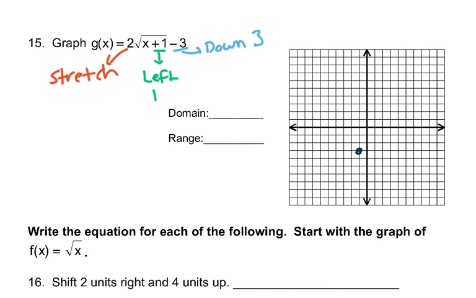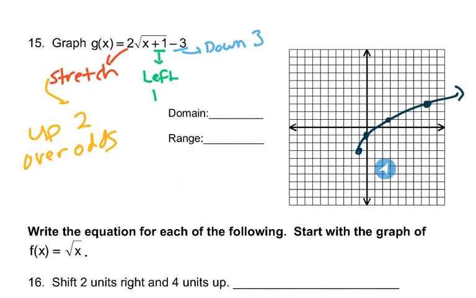Now to get my other points, I'm going to go up 2 because of the stretch and over my odds. So I go up 2 over 1, up 2 over 3, up 2 over 5. And then I can draw my curve.